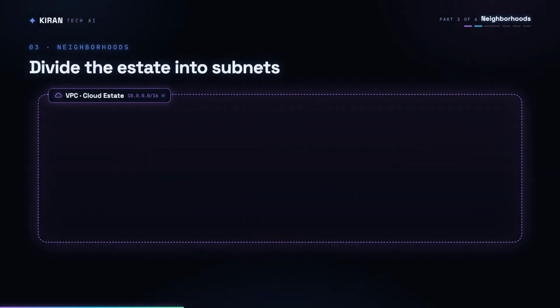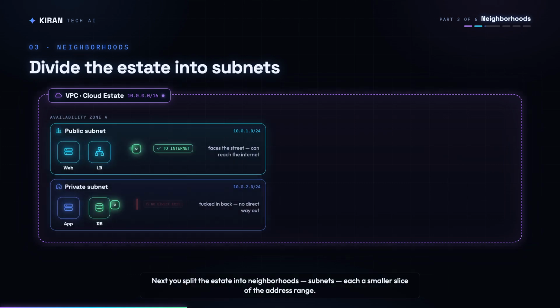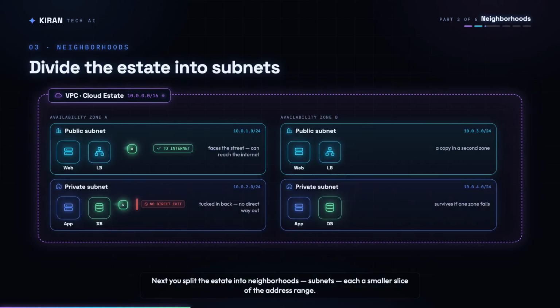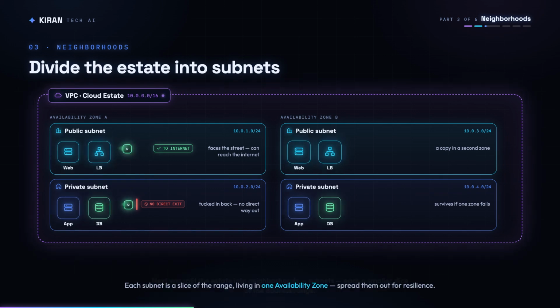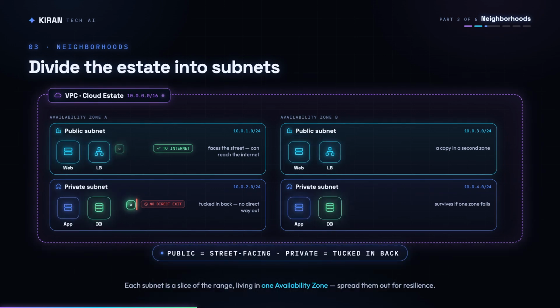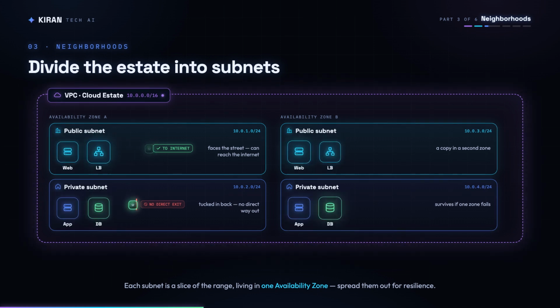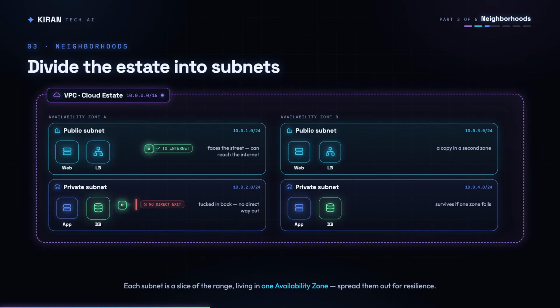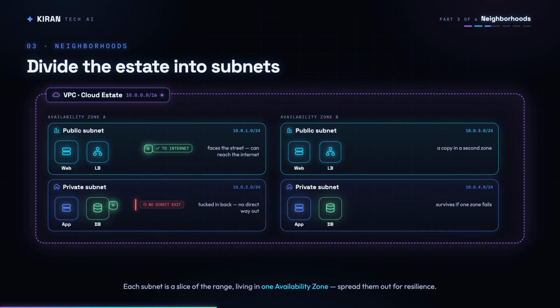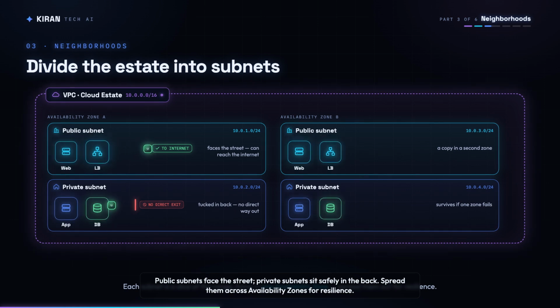Step 2, the neighborhoods. You split your estate into smaller areas called subnets. Each subnet takes one slice of your address range. Why split it all? Simple, because not everyone should live on the main road. The public subnet faces the street. Your web servers and load balancers live here, the ones that must talk to the world. See their badge? To Internet.